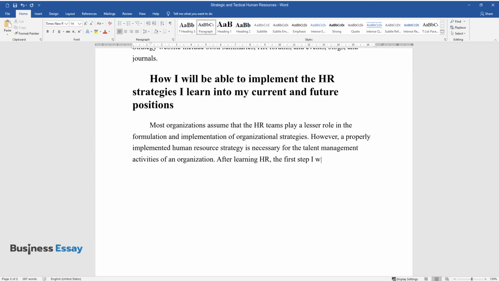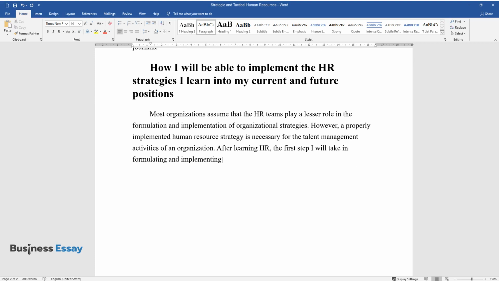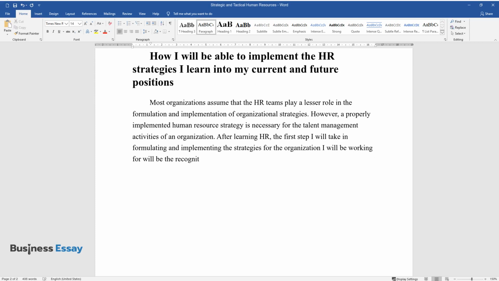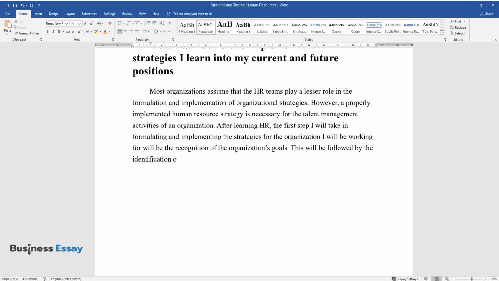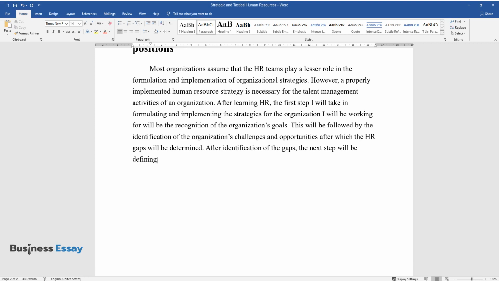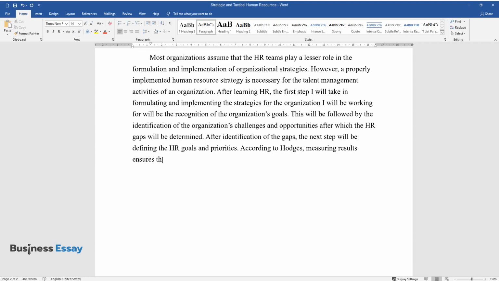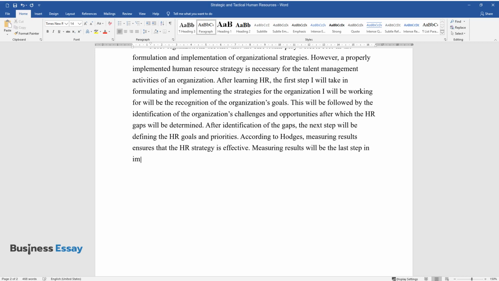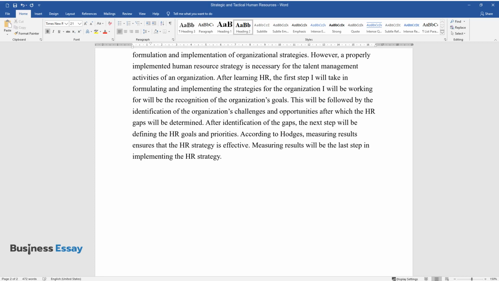After learning HR, the first step I will take in formulating and implementing the strategies for the organization I will be working for will be the recognition of the organization's goals. This will be followed by the identification of the organization's challenges and opportunities, after which the HR gaps will be determined. After identification of the gaps, the next step will be defining the HR goals and priorities. According to Hodges, measuring results ensures that the HR strategy is effective. Measuring results will be the last step in implementing the HR strategy.